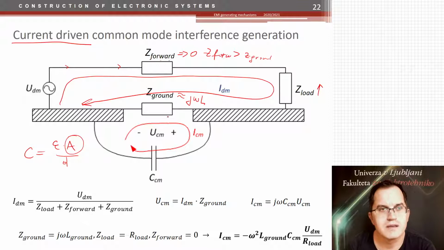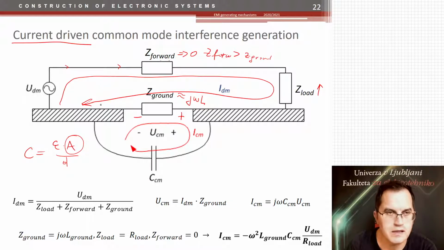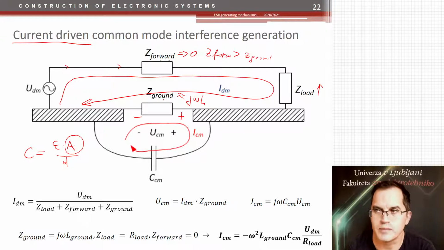Now, how is this current generated? It is generated by the voltage drop on this impedance of the ground. Because the current is flowing through that impedance, that voltage drop is generated, and this voltage drop, which I call the common mode noise voltage, is then driving the current through this common mode capacitance.